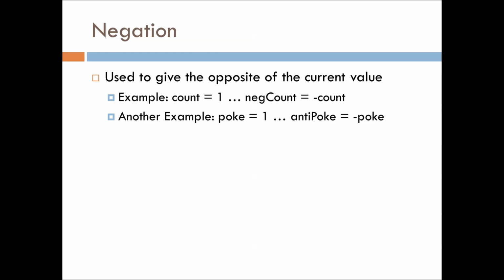Okay, negation. This is something that looked weird on the list of assignments, but it's pretty simple. Count equals 1, and then negative count equals minus count. Basically, you're just giving the opposite of the current value whenever you put a minus sign in front of a variable.